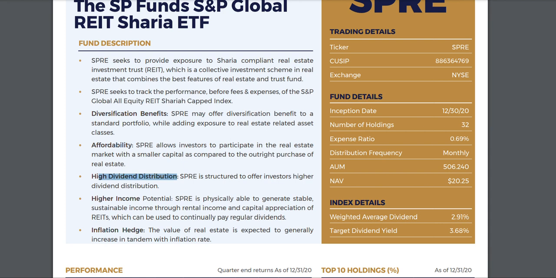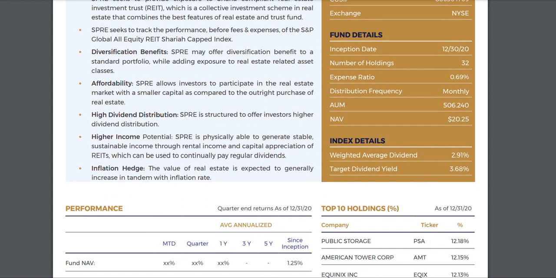Distribution is monthly, so you get a dividend every single month. And then assets under management, in fact, this is slightly different. According to Zoya, it's actually way less than that. But then you've got the weighting, for example, the weighted average dividend is this, and the target dividend should be about 3.68%, which is quite high.